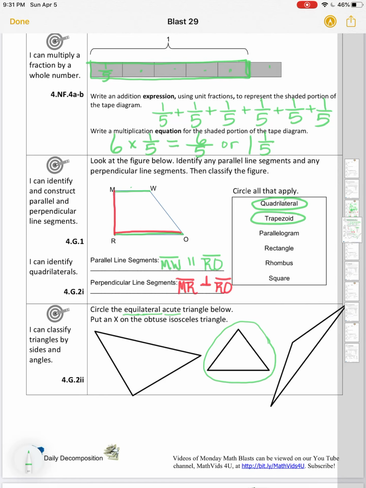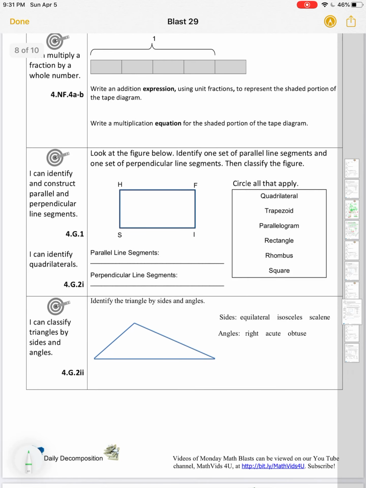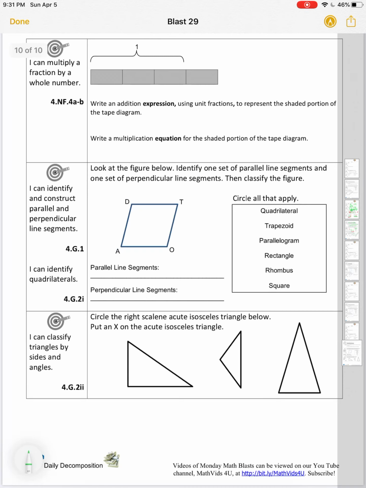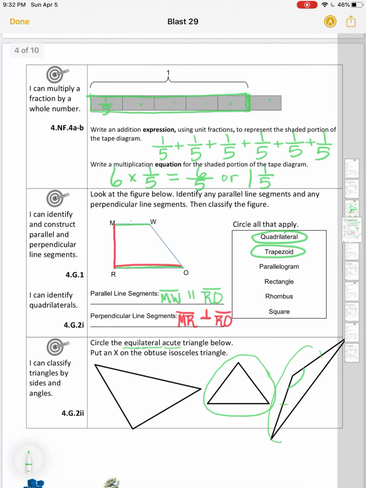Put an X on the obtuse isosceles triangle. An obtuse triangle has an angle that is obtuse, an angle that measures more than 90 degrees but less than 180 degrees. And I can see that here in this triangle. Isosceles means that we have at least two equal sides. So we have this side equal to this side. Our obtuse isosceles triangle is going to be this triangle here. Oops, we're supposed to put an X on it.